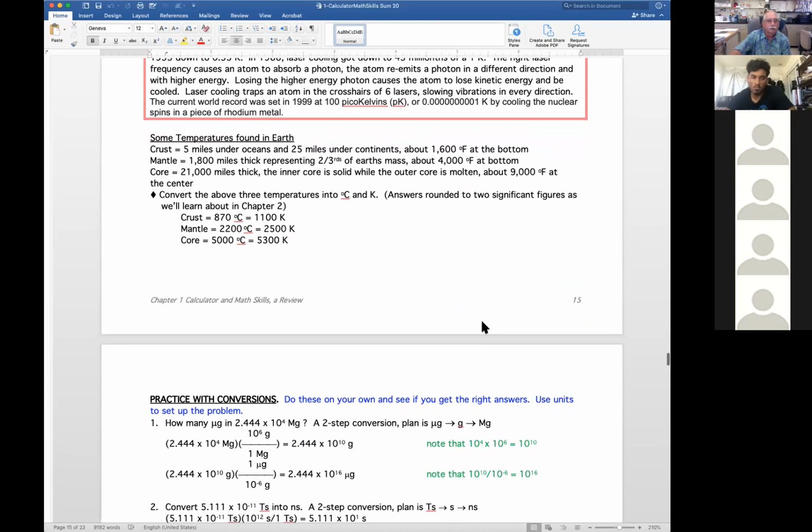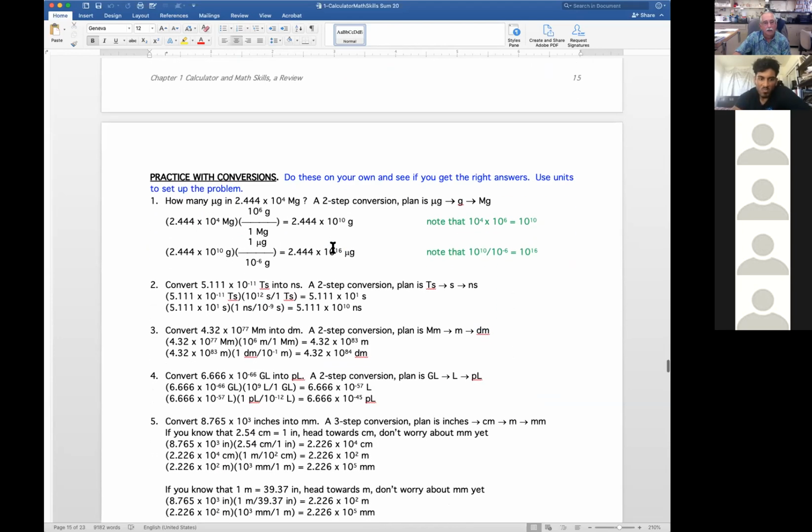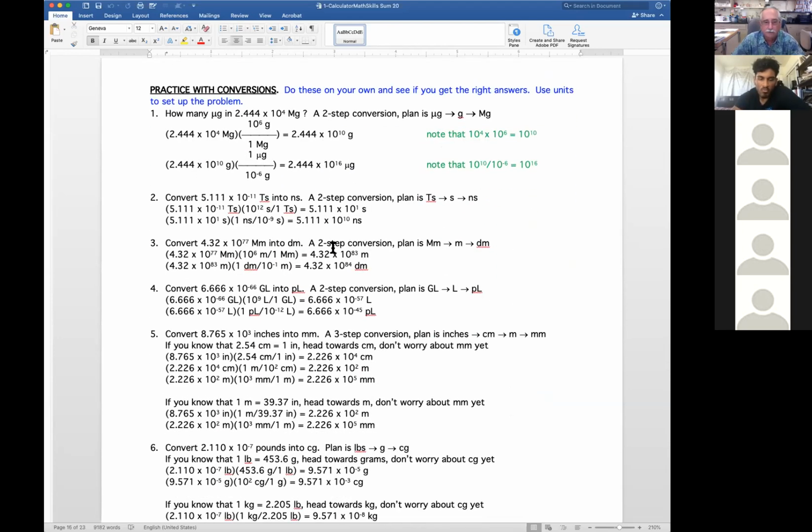So here's some temperatures found on Earth. The crust is about 5 miles under the oceans, about 25 miles under the continents. At the bottom it is about 1600 degrees Fahrenheit, and then the mantle is hotter. The core is even hotter. Then I just use that to do some conversions that hopefully you would try, and see if you have the same answer. Then this part right here is practicing.